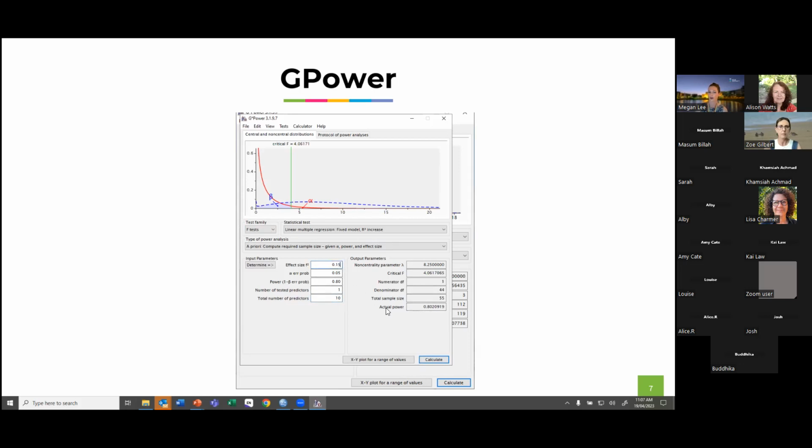If you wanted to increase your effect size to large, that's 0.35. You can calculate that again.